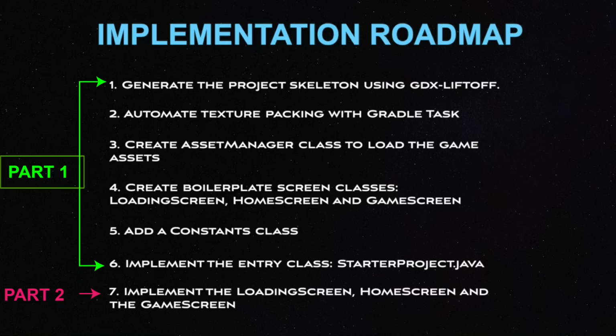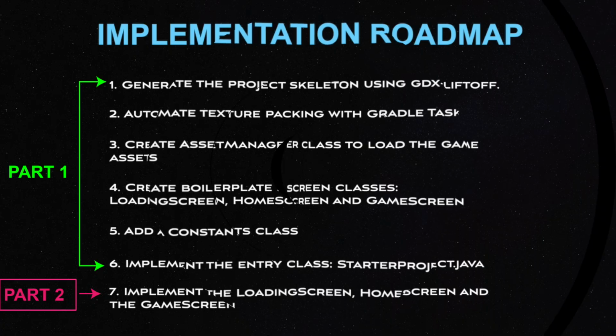In part 1 of the tutorial creating a starter project in Java and libGDX, we managed to finish 6 steps of the implementation roadmap, including generating the project skeleton, along with creating the texture packing tasks, asset managers, constants, and screen classes. Now in part 2, we finish the project by adding implementation details for the loading screen, the home screen, and the game screen.